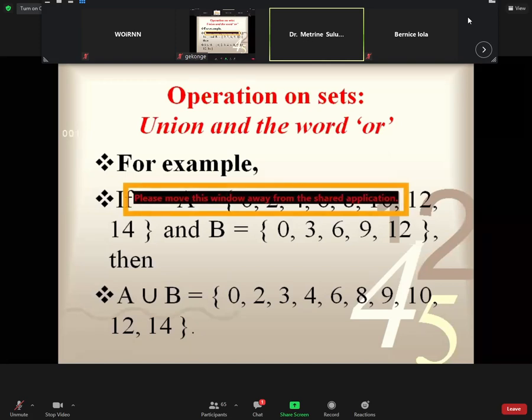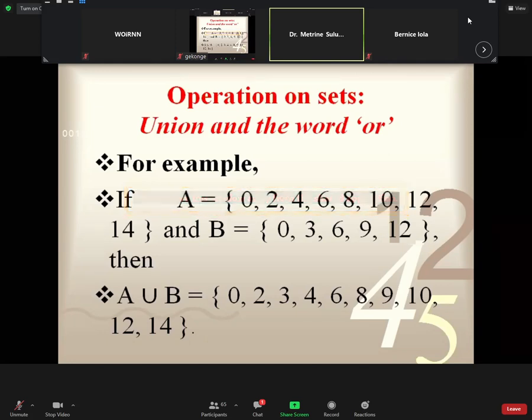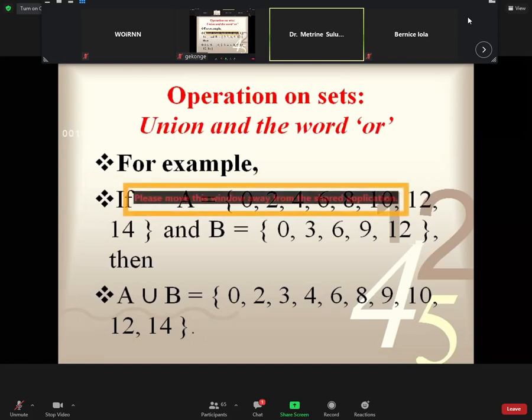Then 2, 2 is only appearing in the first set A. Then 3, 3 is appearing in the set B. Then 4 appearing in set A, 6 is appearing in both, we write it once. Then 8, 9, 10, 12, 14.